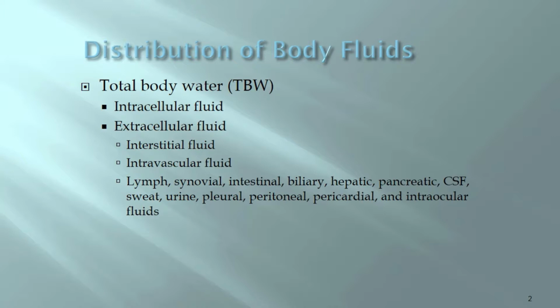which are located in their own spaces, such as lymph nodes, lymphatic fluid, synovial, cerebrospinal, even sweat or urine. If it's in the body, it's considered extracellular fluid. We know that it won't hang around there for a long time, but it's still inside of the body. This is still extracellular fluid. Even fluid inside of the eyes, pericardial, pleural, peritoneal, all these types of fluids are extracellular. So know the difference between intracellular and extracellular.